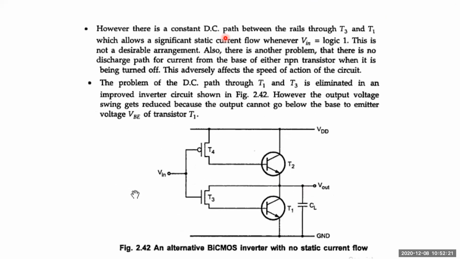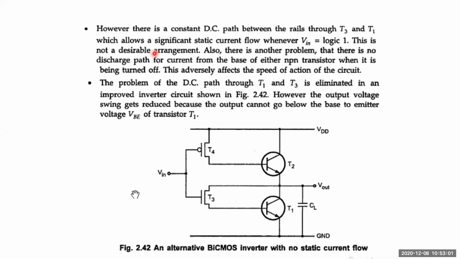Here, a constant DC supply is supplied between T3 and T1. How can you say a constant DC is supplied here? It means you are supplying some constant amount of base current. If you are supplying a constant base current between T3 and T1, it means that your input is equal to logic 1. Why? Because until this input is logic 1, T3 will not be turned on. If T3 is turned on, then only it can supply some base current to T1. So that's why there will be a constant DC supply between the rails of T1 and T2, because there is some current flow whenever the input is equal to logic 1.